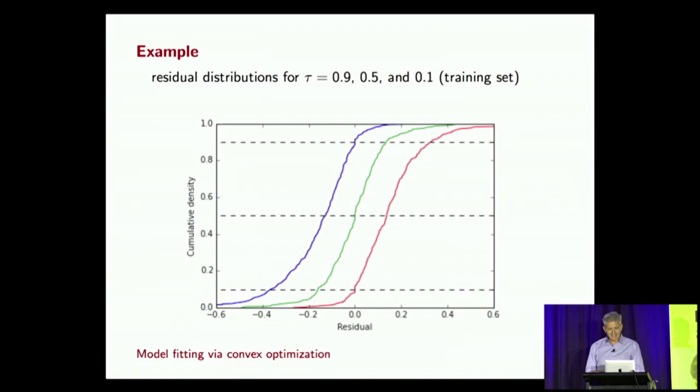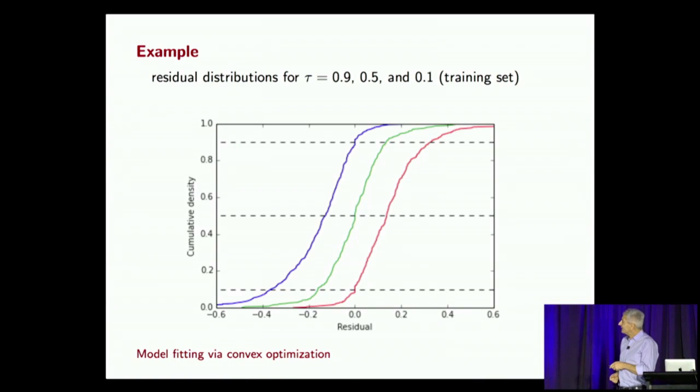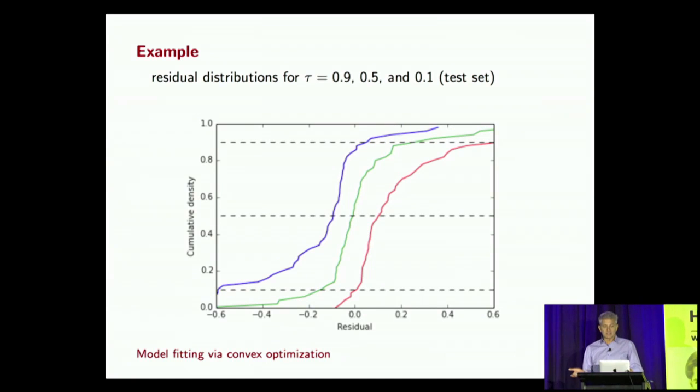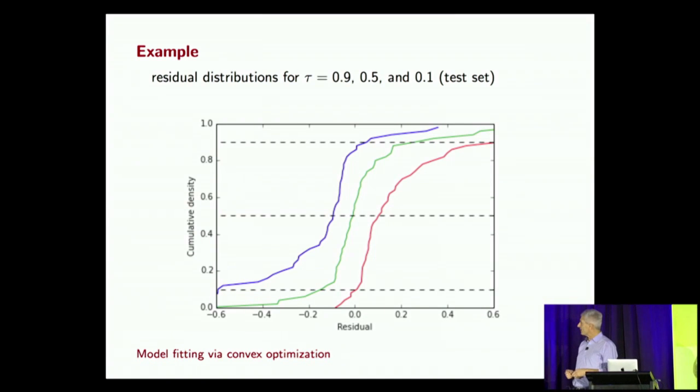And you can do things like look at the residuals here. For example, you'll find out that the green one on the training set comes out exactly at 50%. The red is exactly here at the 10%, and the blue is exactly at the 90th percentile, and that persists on the test set, not just the training set.